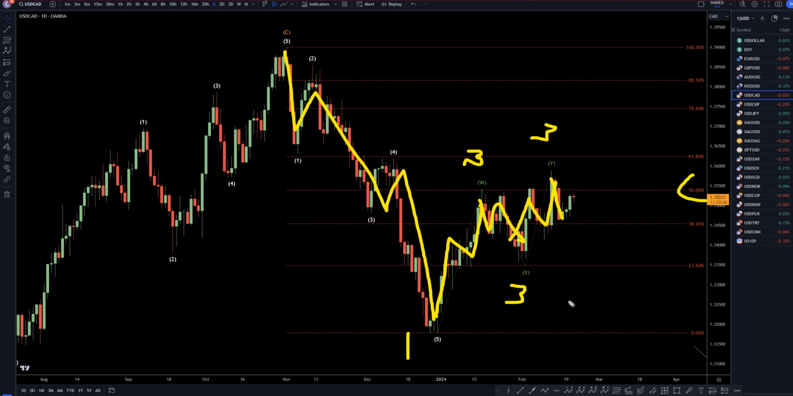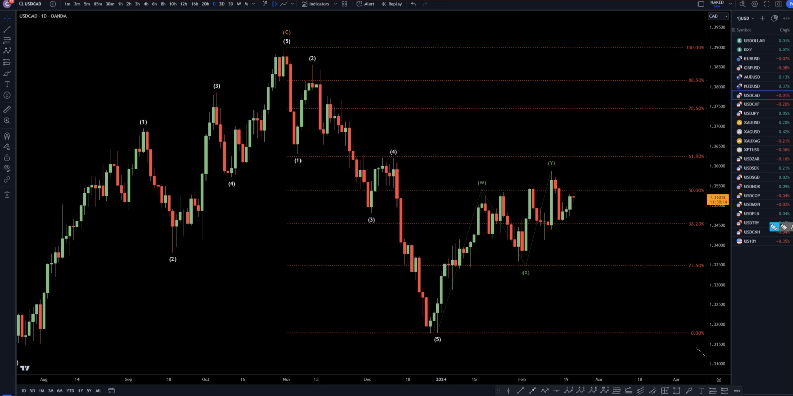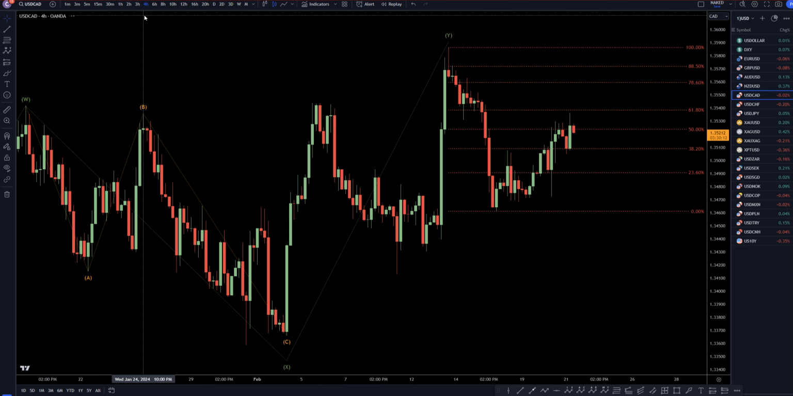We really don't have a break of structure on this one. A lot of other correlated dollar pairs do have breaks of structure, so I think there is a pretty good chance that this may already be ending a wave two and may already be going down for that wave three. So let's keep going down to the 4 hour time frame.